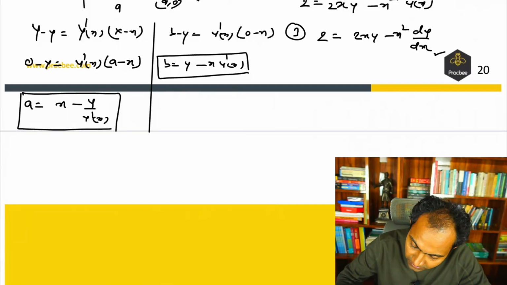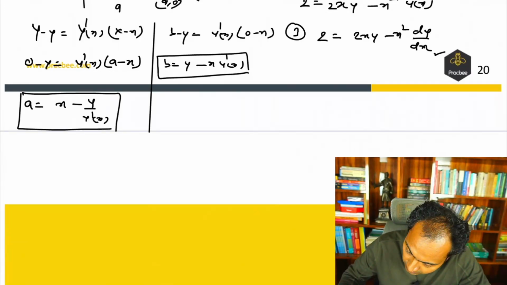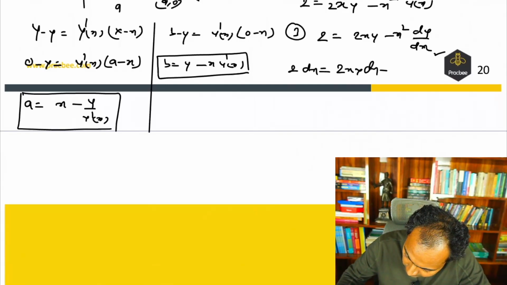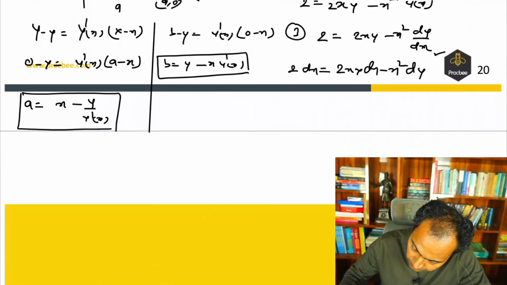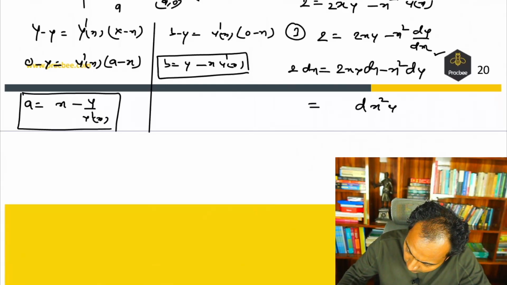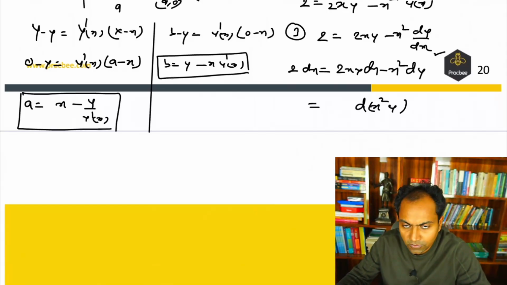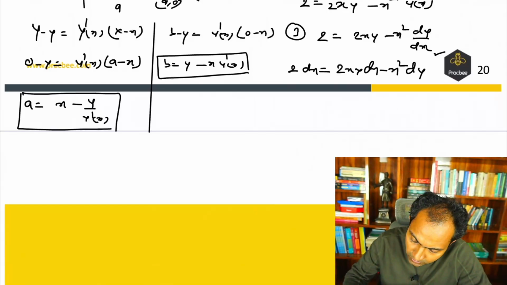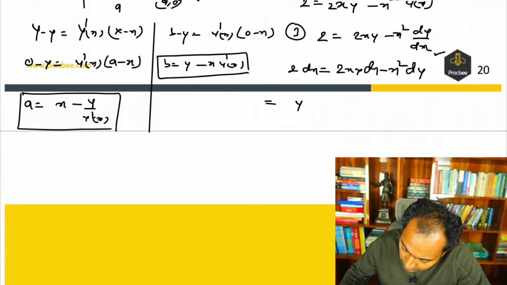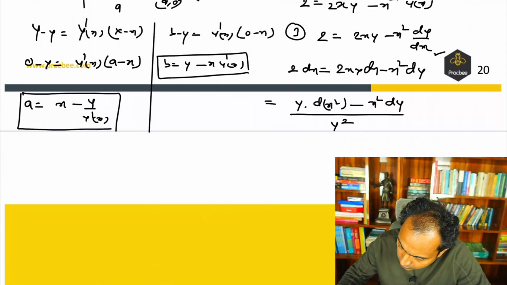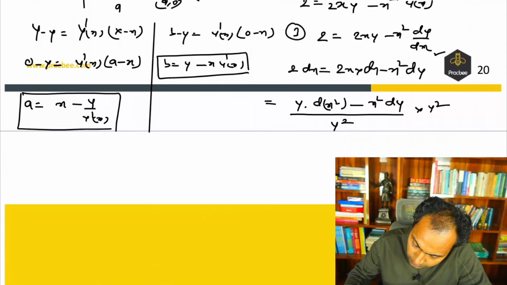If I simplify it further, this can be written as 2 dx is equal to 2xy dx minus x square dy. Now you can clearly see that this has the potential to become d of x square by y. So we are using the idea of exact differential equation. Let me write it down one step to explain more. I have written this as 2 dx minus x square dy. So in order to generate a d of x square by y, I will have to divide by y square and multiply by y square.